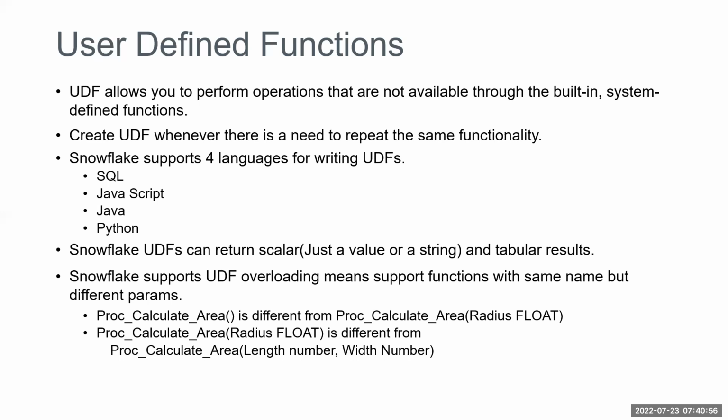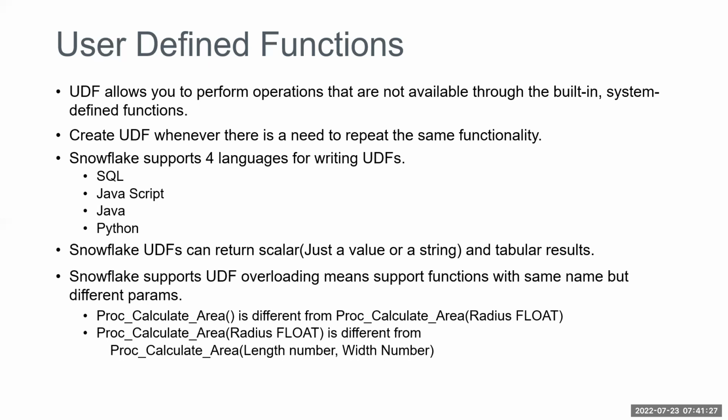Snowflake user-defined functions can return scalar and tabular results. Whenever we are calling a function, definitely it should return a value, right? In Snowflake we have the advantage that we can return any type of value. It can be a scalar, that means a single value or string, or tabular results. If I want to return a table as the output of that function, we can do that. Both are supported by Snowflake user-defined functions.